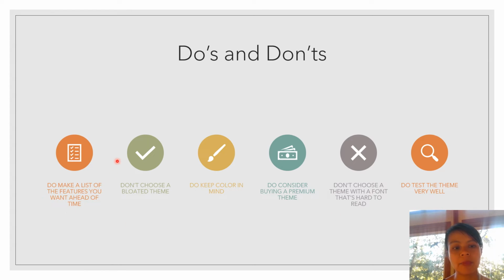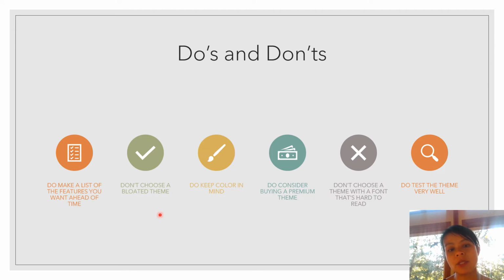So do make a list of the features that you want ahead of time. Instead of picking a theme based on the color or the pictures on it or the font that you like, remember that it's much more than that. What features does it support? What does it allow you to have? What is the layout of pages? It's difficult to change the layout of pages. It's easy to change the color.